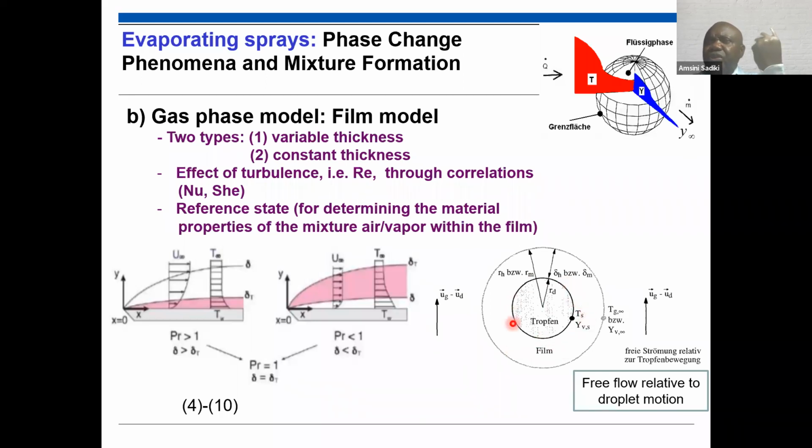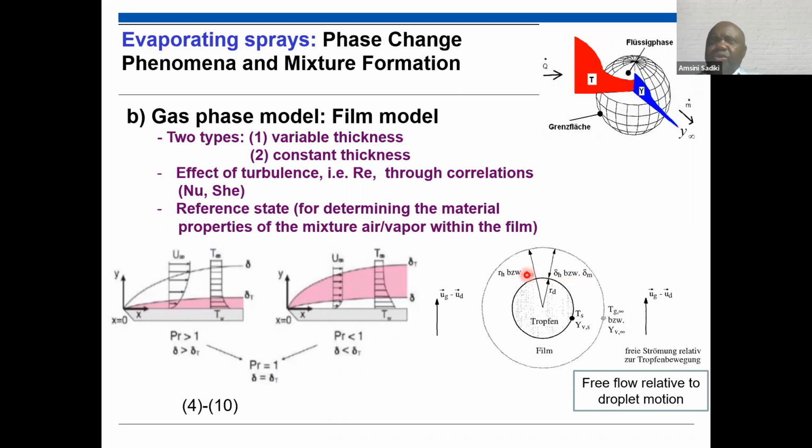We have also to know where, because here we have the layer, that is our film: the temperature on the surface, the mass fraction on the surface, and very far from the surface, we have the thermodynamic condition which corresponds to the thermodynamic condition of the surrounding gas. Then we have the temperature of the gas, we call it T gas infinity, and the mass fraction of this gas. Here we have the different thicknesses: the thickness of the thermal boundary layer, the thickness of the species boundary layer, and we have also the thickness of the momentum boundary layer.